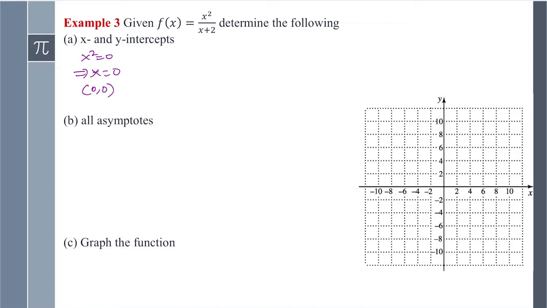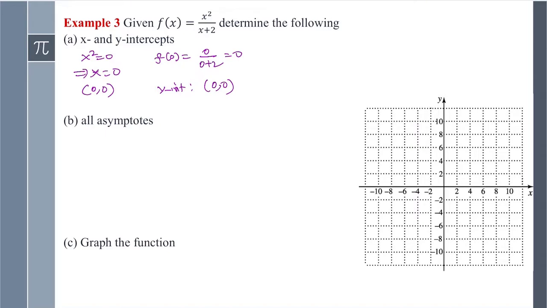Now to find the y-intercept, we find f of 0, which is 0 over 0 plus 2, and that gives us 0. So both the x and y-intercept are the point at the origin, (0, 0).